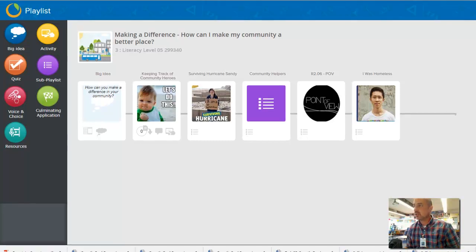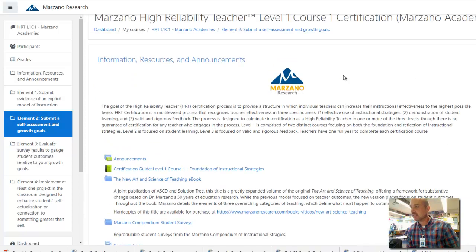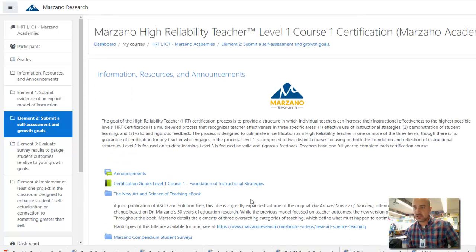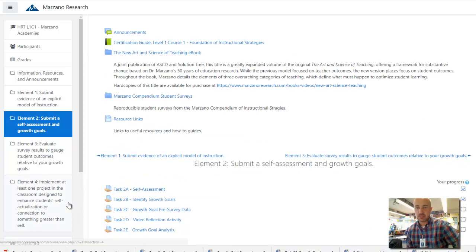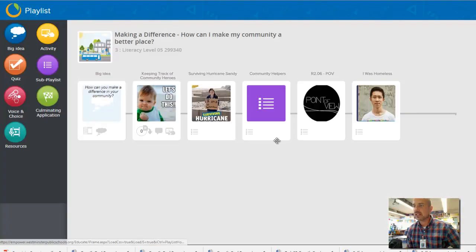This one is based upon the idea of creating something that's bigger than the students, right? Implementing a project in the classroom designed to enhance student self-actualization or connection to something greater than self. And so I'm highlighting this then.